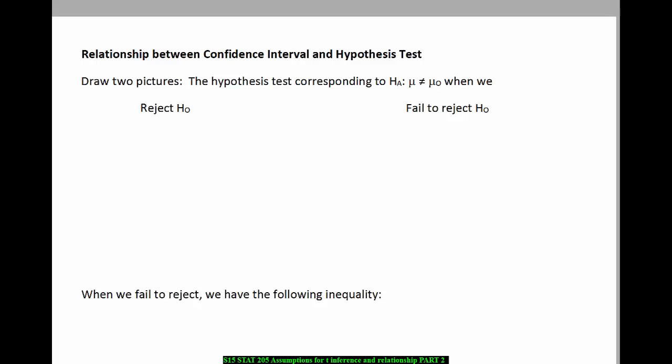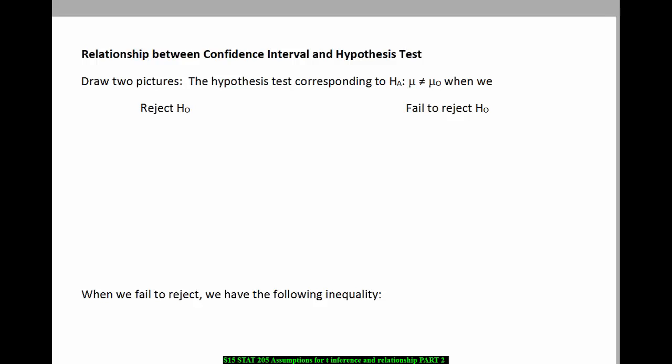All right, so now we're going to focus on linking up, looking at the relationship between a confidence interval and a hypothesis test. And we're going to look at this relationship with the confidence interval and hypothesis test we have learned so far, and that is making inference for a population mean mu. Now, this concept might be a little bit more difficult to wrap your mind around, so we're going to draw a picture to make it a little bit easier to visualize.